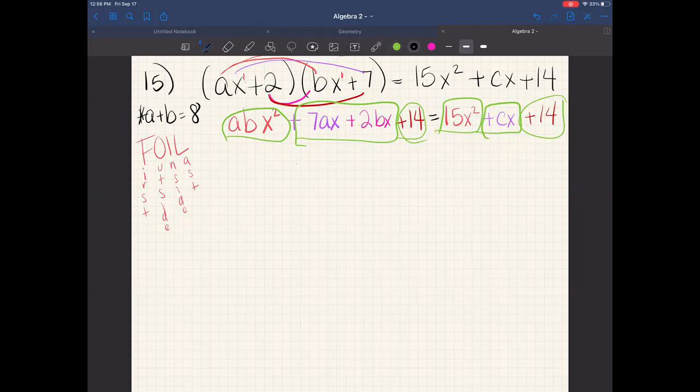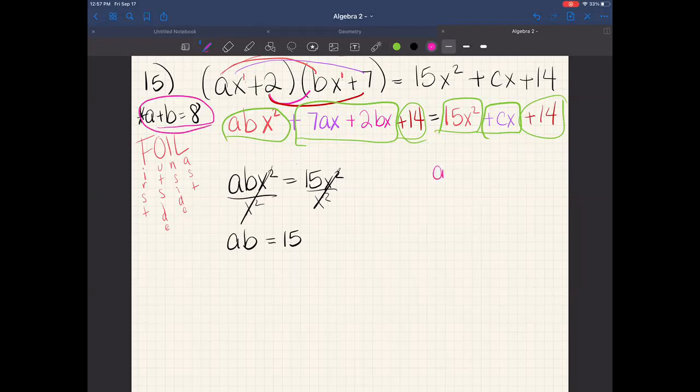So for example, abx squared is equal to 15x squared. Now I can remove the x squared by dividing, and that gives me ab is equal to 15. Now I don't know what a and b are, so I need to try and figure that out. So I'm going to look back at my second equation that was given to me. A plus b equals 8.